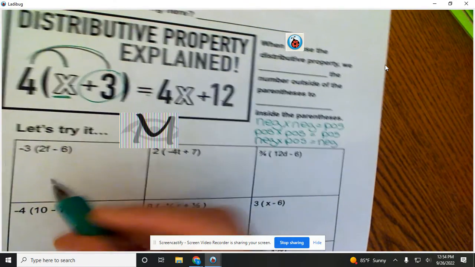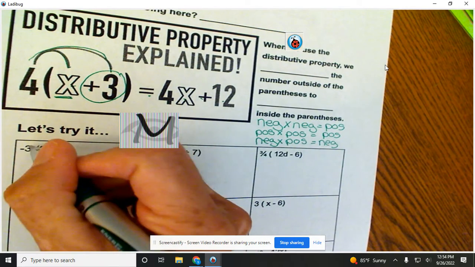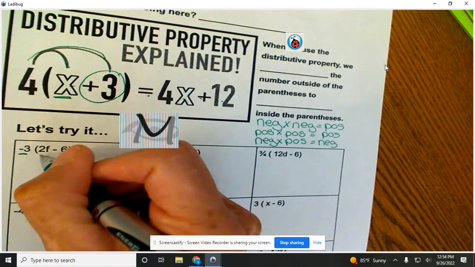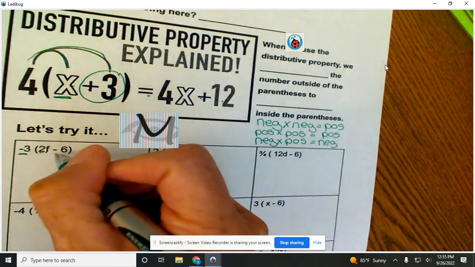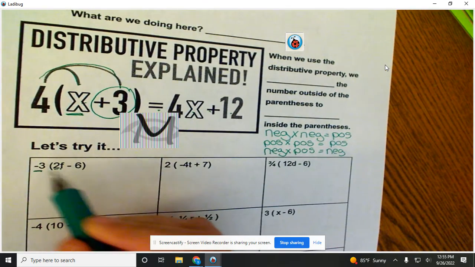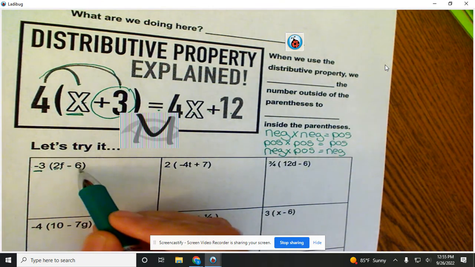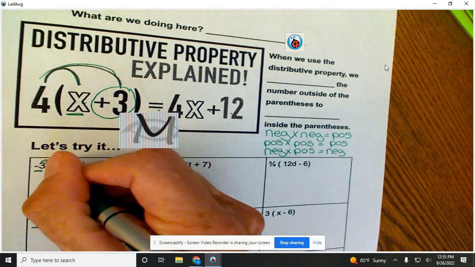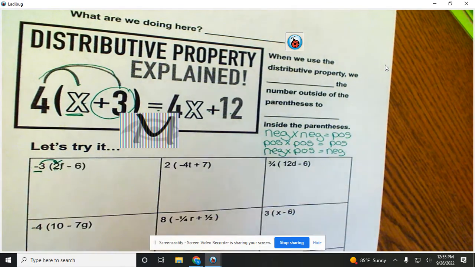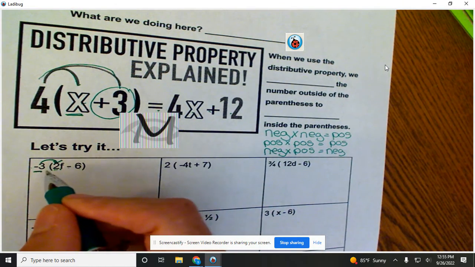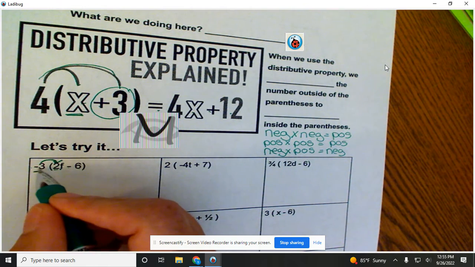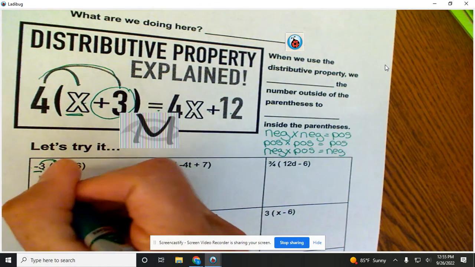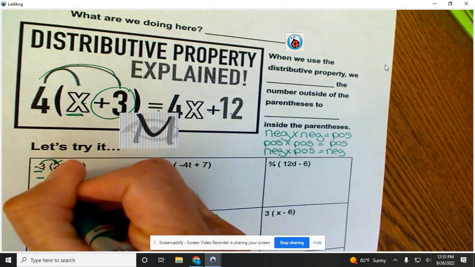So when we're doing the distributive property, what we're looking for is everything inside. We have to multiply the negative 3 by the positive 2f, as well as the negative 3 is going to be multiplied by the negative 6. So we're going to start off by making our little circles or triangles here, our arrows. So a negative 3 times a 2f is going to give you a negative 6f.